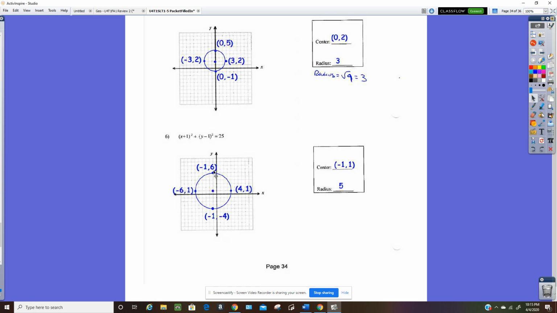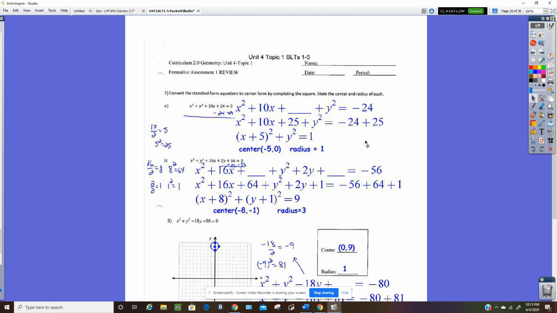Up 5, -1, 6. Down 5, -1, -4. And then the square root of 25 is 5. And that's how you get the radius. Take the square root of this number here. All right, and then convert this into standard form.